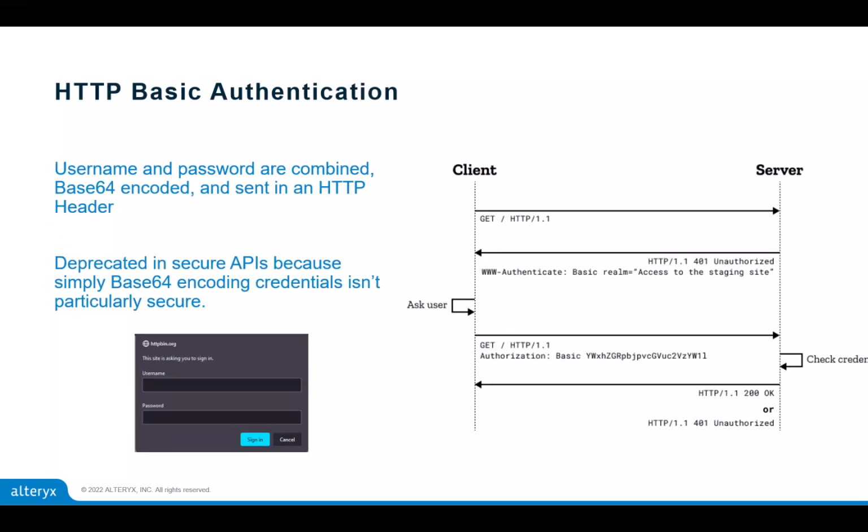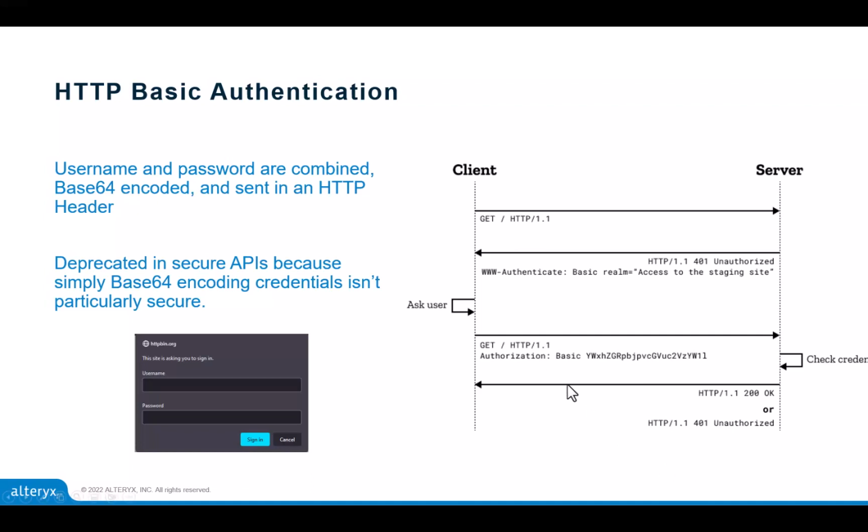Next, we have HTTP basic authentication. This is essentially just taking a username and password, combining them, base64 encoding that, and sending it in an authorization header. This is deprecated in most secure APIs because simply base64 encoding credentials isn't particularly secure.